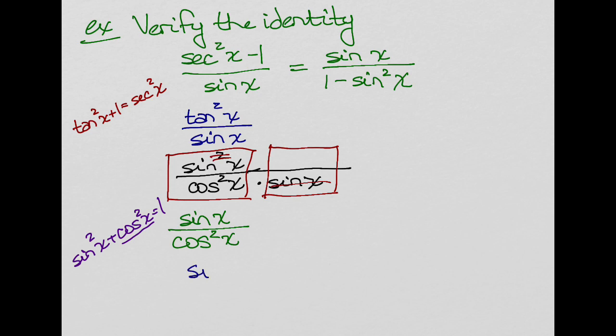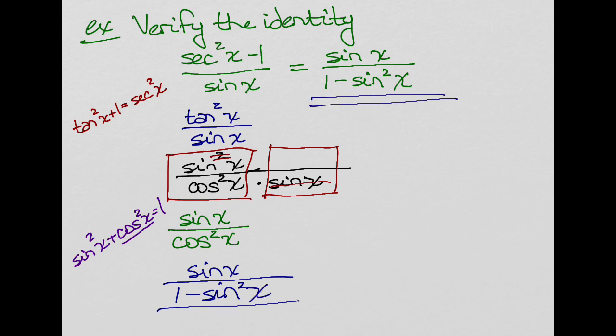So that now I have sine x on the top, and we'll swap out cosine squared x for 1 minus sine squared x, and we did it. That's what we were aiming for. So we took the left-hand side, turned it into the right-hand side, and showed that this is, in fact, an identity.